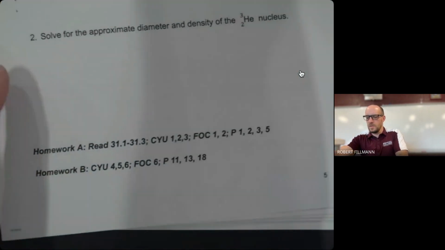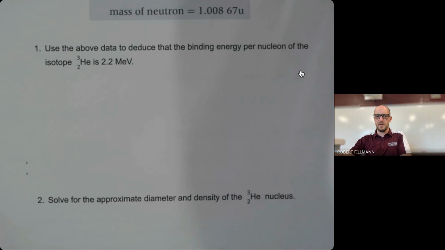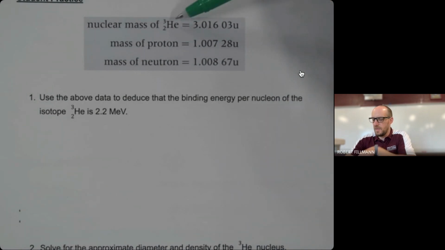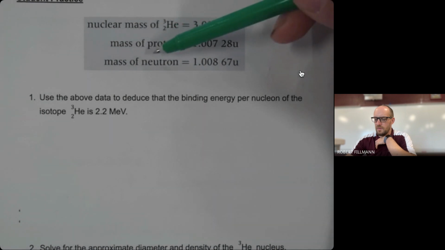So let's take a quick look at a couple of examples here before you jump into the activity. So here we have some data, and again, you don't have to memorize these numbers. These would be given to you. We have the nuclear mass of helium-3. We have the mass of a proton and the mass of a neutron. In this case, we just are given the nuclear masses.